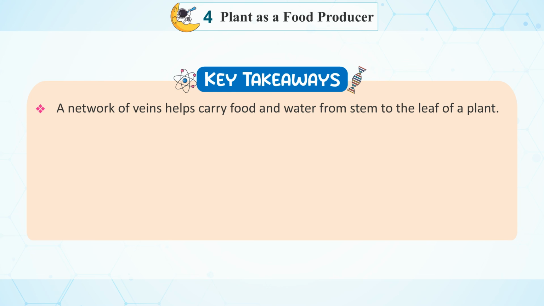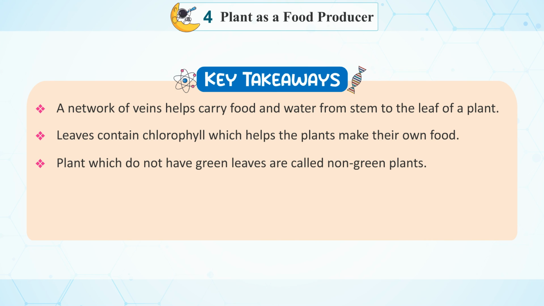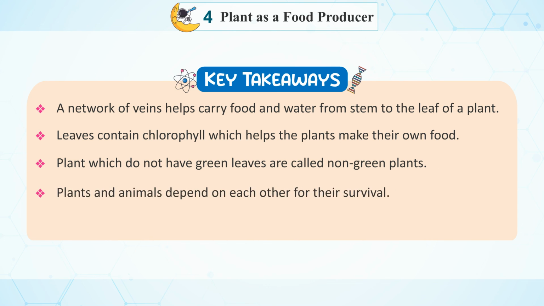A network of veins helps carry food and water from the stem to the leaf of a plant. Leaves contain chlorophyll which helps the plants make their own food. Plants which do not have green leaves are called non-green plants. Plants and animals depend on each other for their survival.